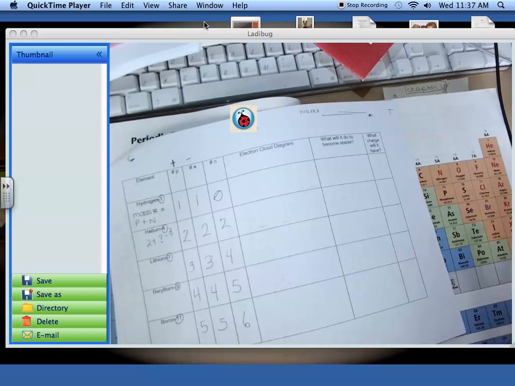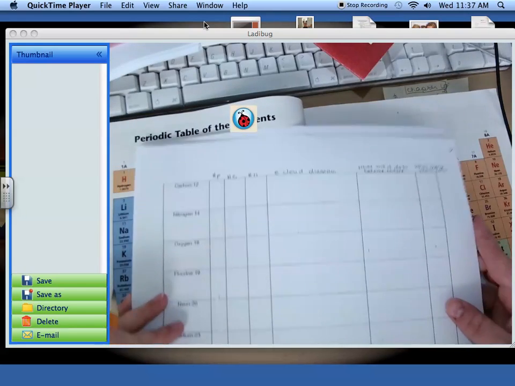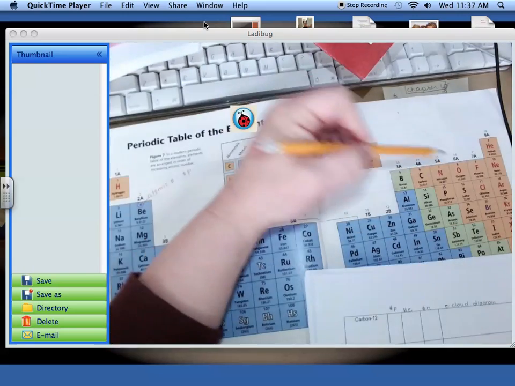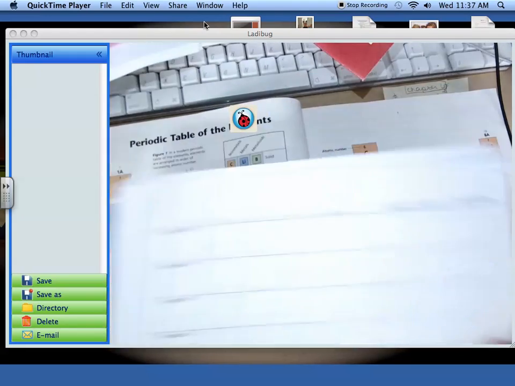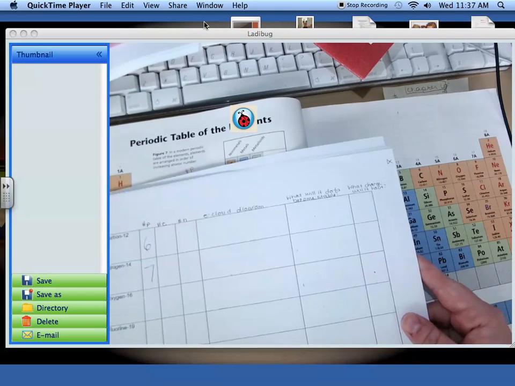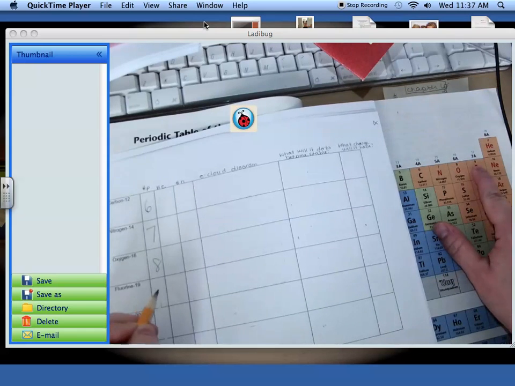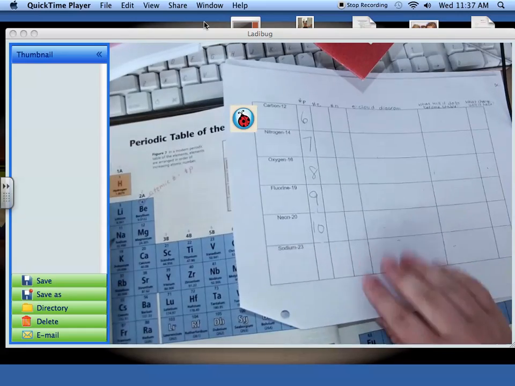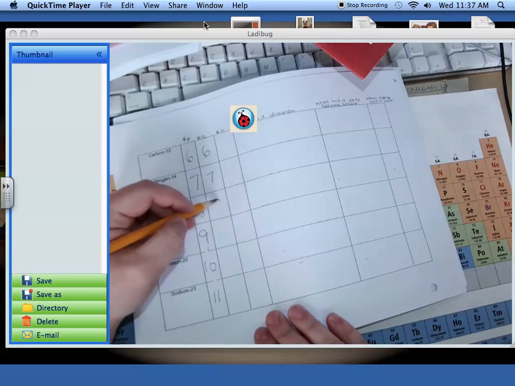All right, so electron cloud diagrams. Well, actually, before we even do electron cloud diagrams, let's go through and do the next page and fill this in. Carbon, atomic number 6, 6 protons. Nitrogen, atomic number 7, 7 protons. I could keep going. Oxygen, atomic number 8, 8 protons. Fluorine, 9 protons. Neon, 10 protons. And sodium, 11 protons. Protons and electrons always equal each other.